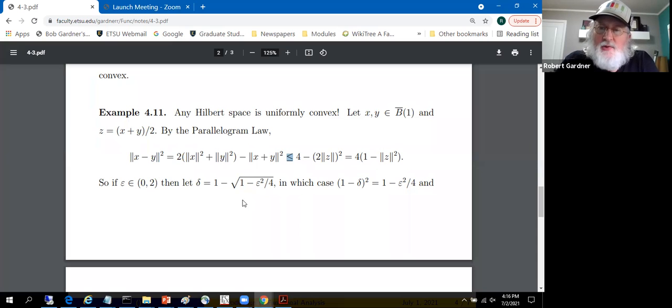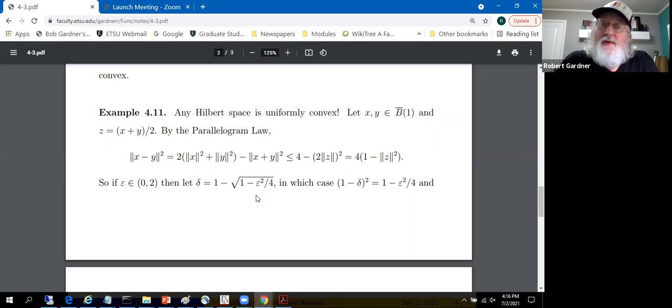It'll follow similarly. We'll give a little explanation. But take epsilon to be between 0 and 2. That includes little epsilons for sure. And let delta be 1 minus the square root of 1 minus epsilon squared over 4. Well, if epsilon is between 0 and 2, then you're taking the square root of a non-negative number, and we're good. And choosing delta to equal that quantity.